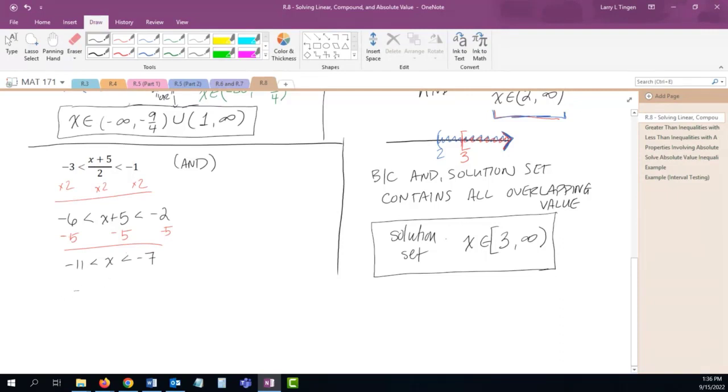Now that I've got to the end, this is so much nicer when it comes to writing my solution in interval notation, because x is trapped between negative 11 and negative 7. So it's all these numbers. Are they included? Endpoints are not included because this is strictly less than, strictly greater than. So those are parentheses. So what's my interval notation look like? I start at negative 11, go up to negative 7, and I do not include either endpoint.